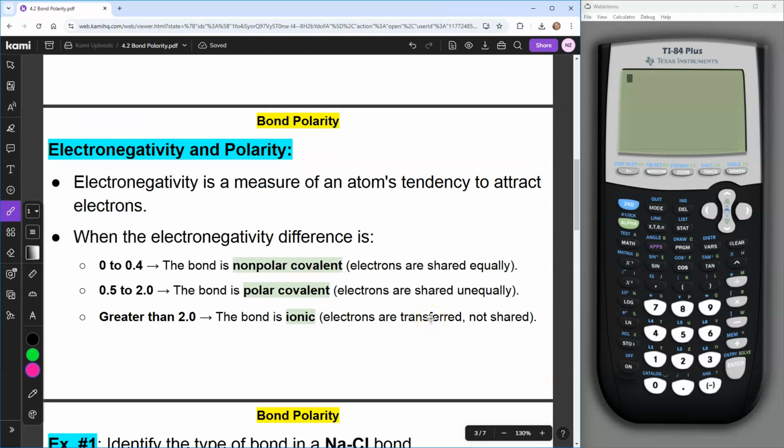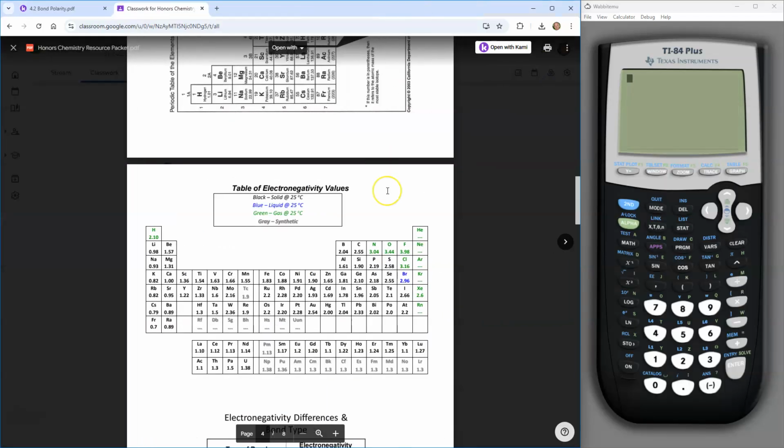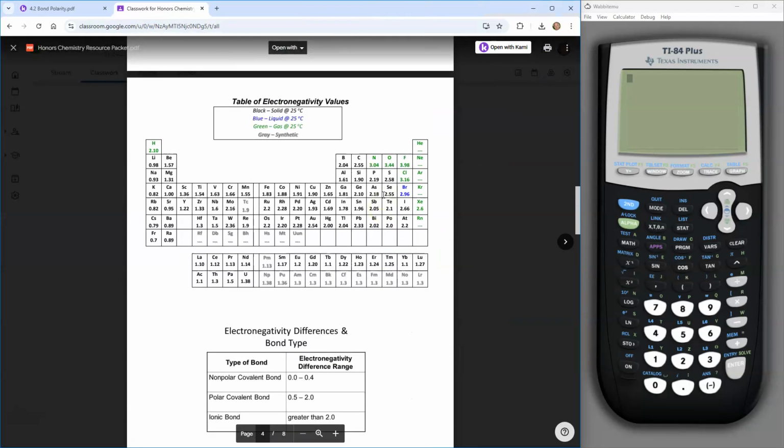All right. So as I mentioned, electronegativity is a measure of an atom's tendency to attract electrons. So we have a table of electronegativity values that we can use to calculate bond polarity. So I'm going to pull one up here really quick. And it shows all of the electronegativity values. So here we go, right here.